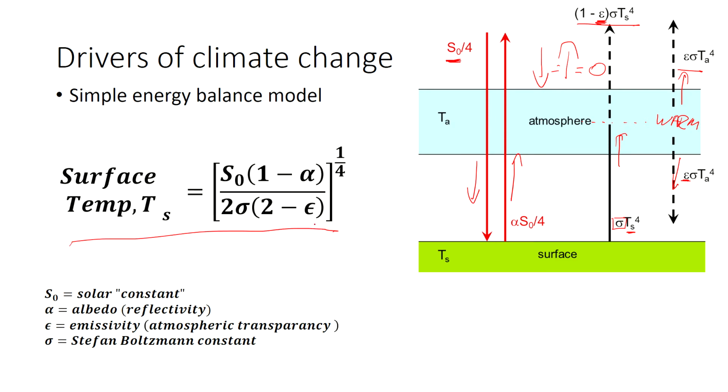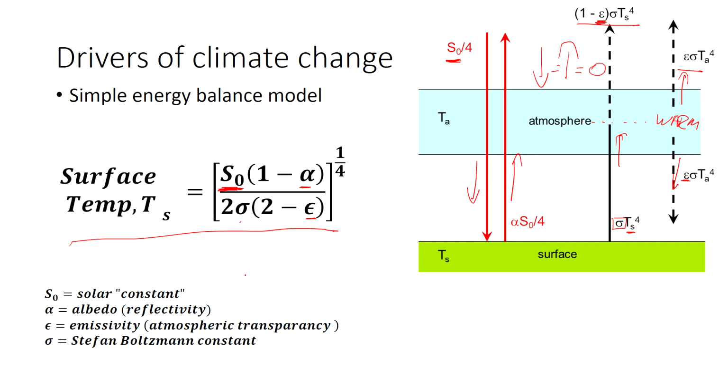That effectively gives us 2 equations, which we can rearrange into this equation here. The neat thing about this equation is that it allows us to predict the surface temperature of any planet. We can see that it depends on the flux of energy from the sun, which is determined by the power of the sun and our distance from it, the reflectivity of the planet, and the emissivity of the atmosphere. Everything else, the 2, the 1 quarter, and the Stefan-Boltzmann constant, is a constant.